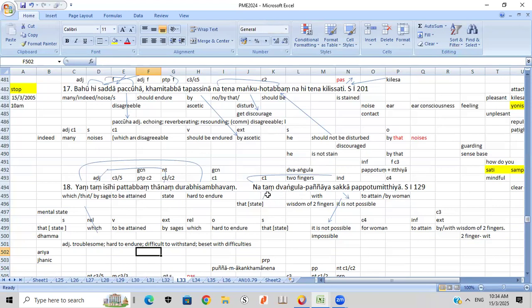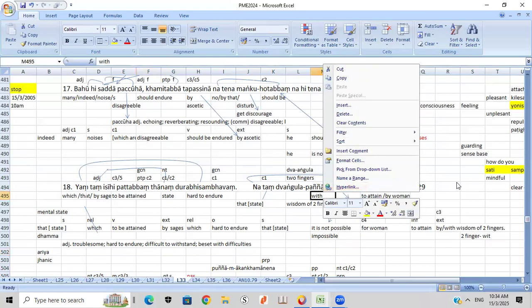The word na. Okay, na. So can you see the word saka is in decline? It means in decline. Na is not. This is possible. So not possible. So it's impossible. Okay.